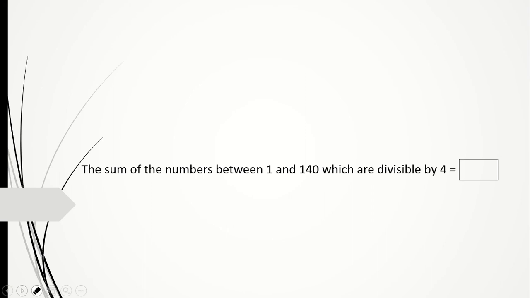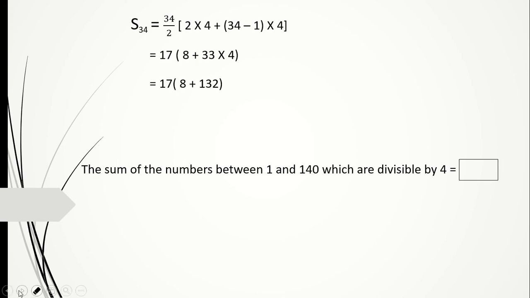But before that, we have to do that calculation, right? Then only we will get the answer. Directly how can we get it? So this calculation we have to do. 17, 4 2s are 8, this is 33 into 4. Now do the multiplication first and then add. And we get the answer 2380. So therefore the sum of the numbers between 1 and 140 which are divisible by 4 is 2380.